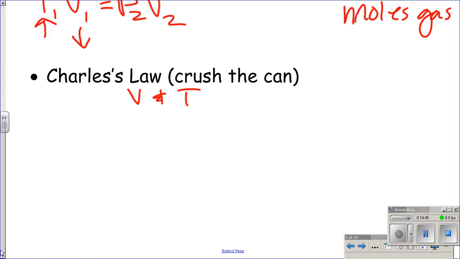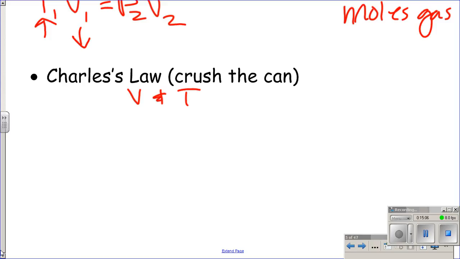Okay, so with crush the can, I know pressure was a variable we used, but we never changed the atmospheric pressure. We don't have that kind of power, right? So we didn't change the atmospheric pressure, therefore that's not a variable that is changed. We did change the temperature, and we did change the volume of that gas. So would you say increasing temperature would increase the volume of gas or decrease the volume of gas?